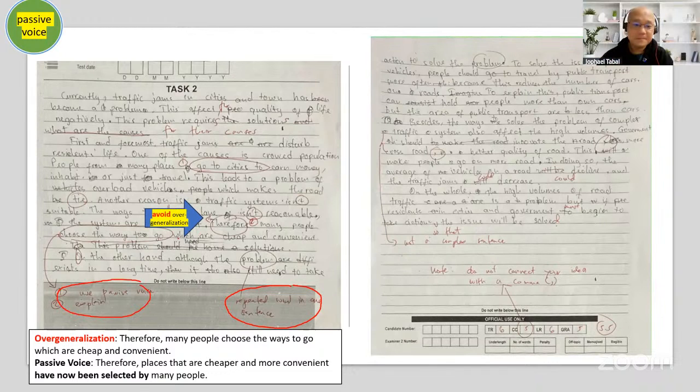So here, overgeneralization: Therefore, many people choose the ways to go which are cheap and convenient. It changes to passive voice: Places that are cheaper and more convenient have now been selected by many. It sounds better and avoids overgeneralization as compared to the first one. So with things like this, there are really a lot of things to correct in terms of grammar.